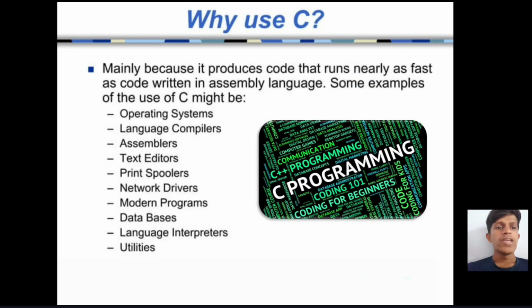Next, why should we use the C language? Mainly because it produces code that runs nearly as fast as code written in assembly language. Some examples of the use of C might be: first, operating systems; second, language compilers; third, assemblers; fourth, text editors; fifth, print spoolers; sixth, network drivers; seventh, modern programs; databases; language interpreters; and last, utilities.